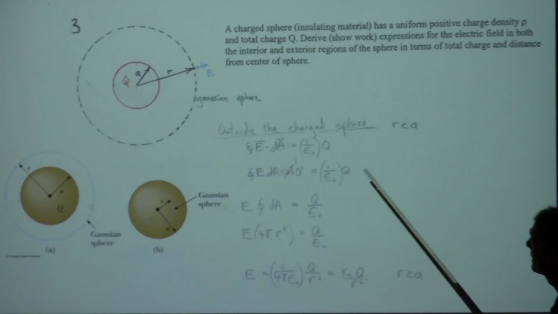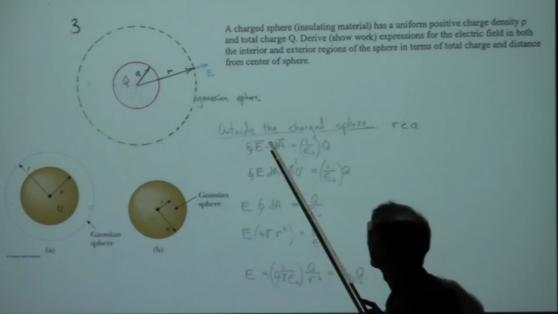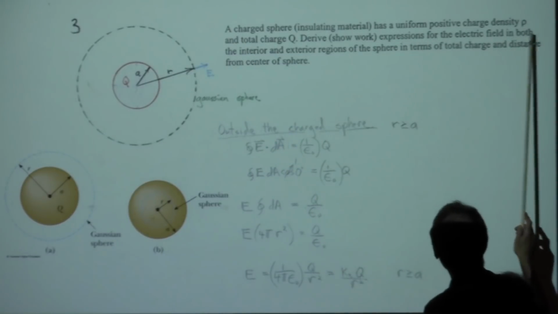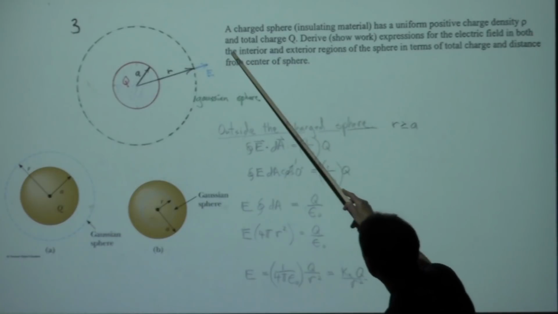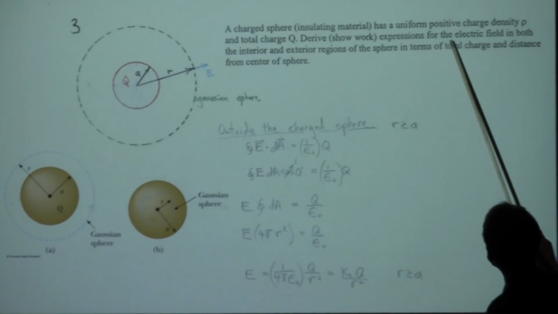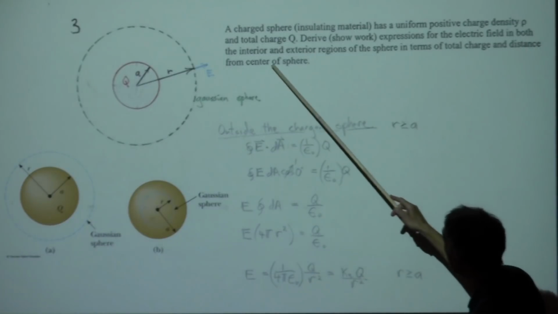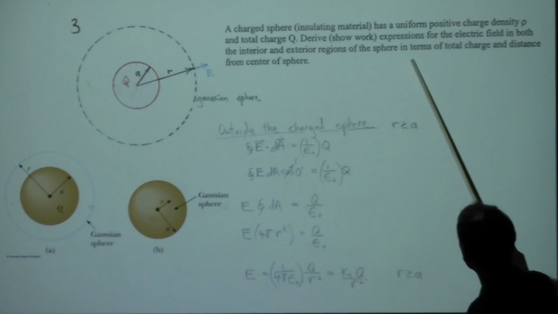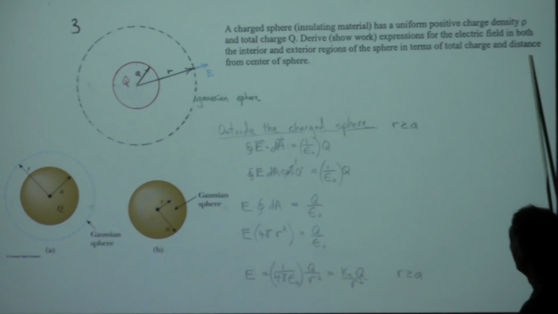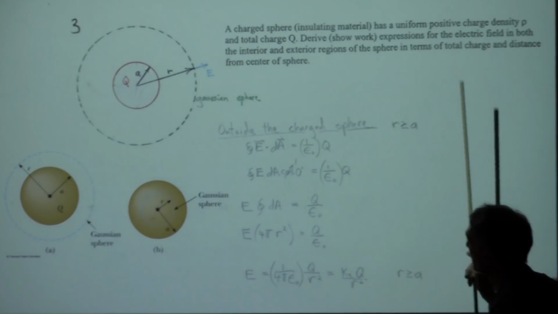Something with a high degree of symmetry. Now, rather than a point charge, let's do a charged sphere. Insulating material has uniform charge density ρ and a total charge q. Derive, okay, show your work, expressions for the electric field in both the interior and exterior regions of the sphere in terms of the total charge and the distance from the center of the sphere.